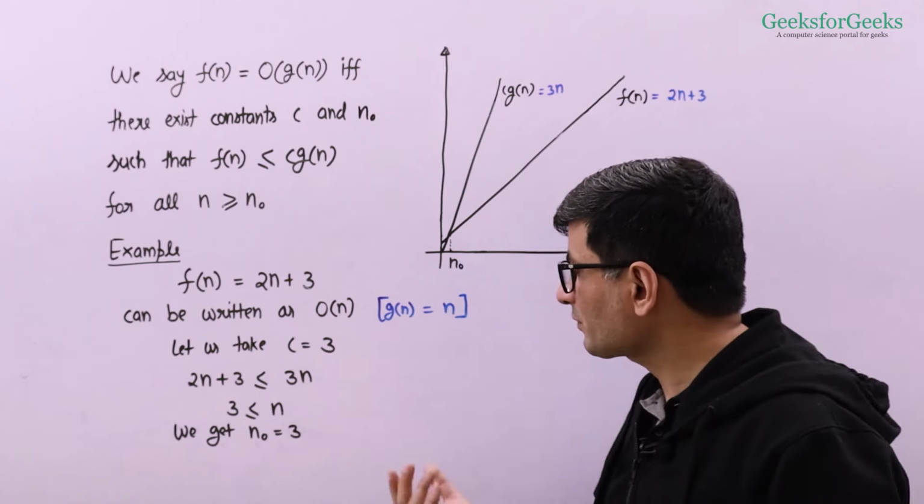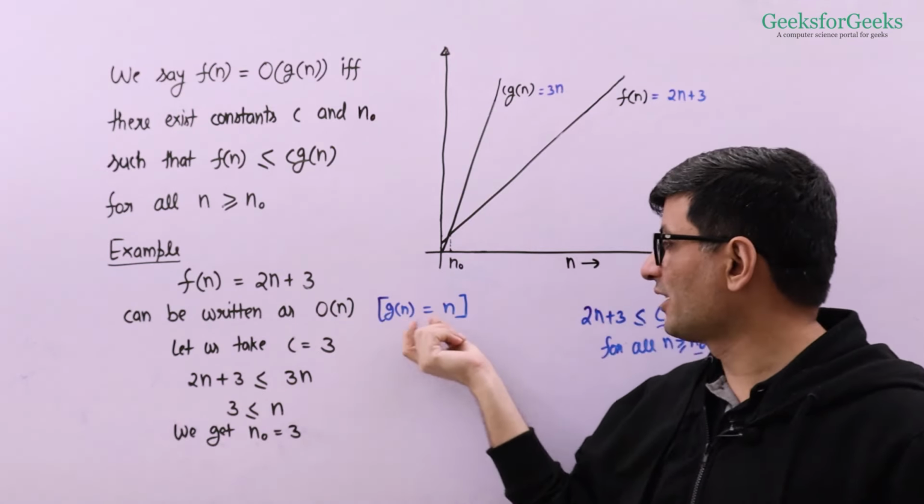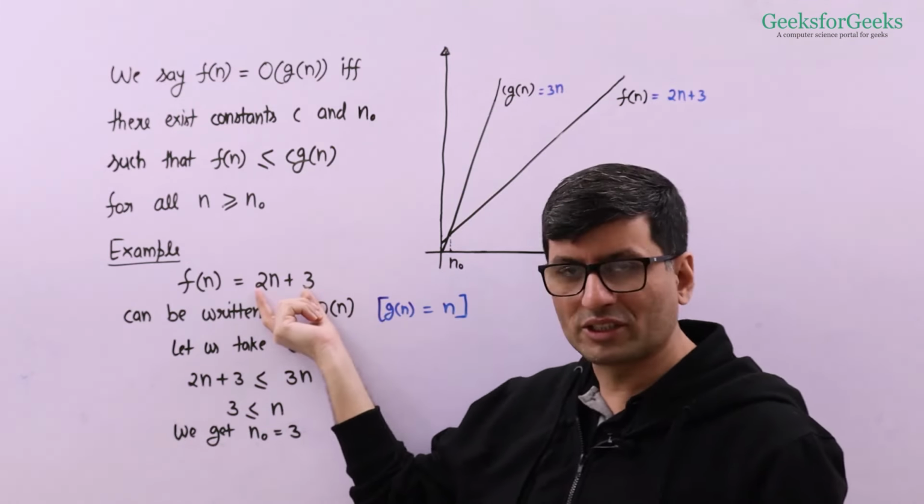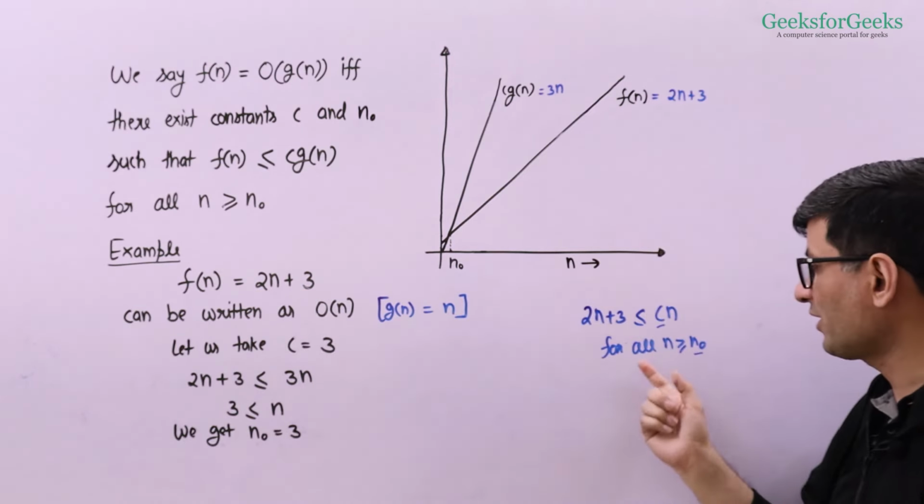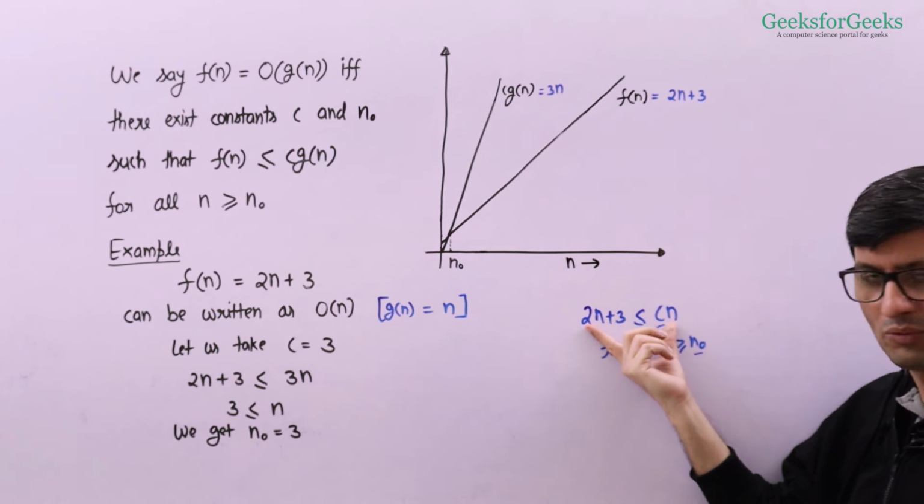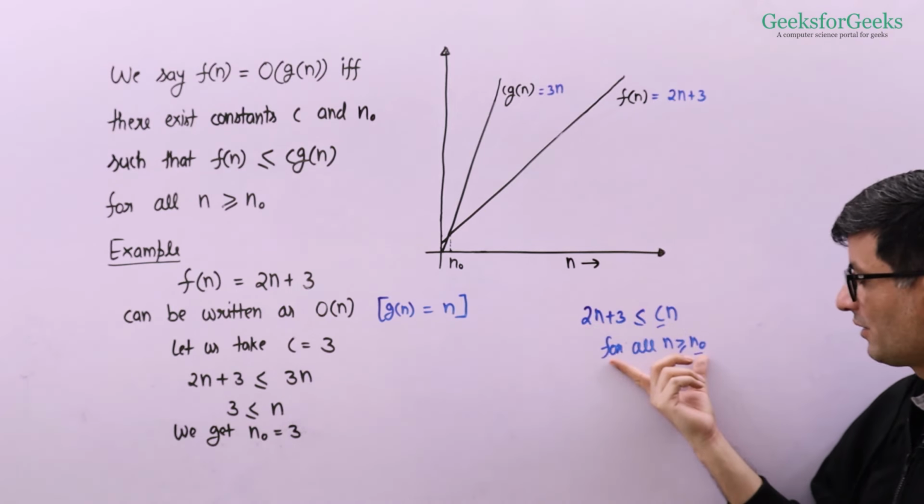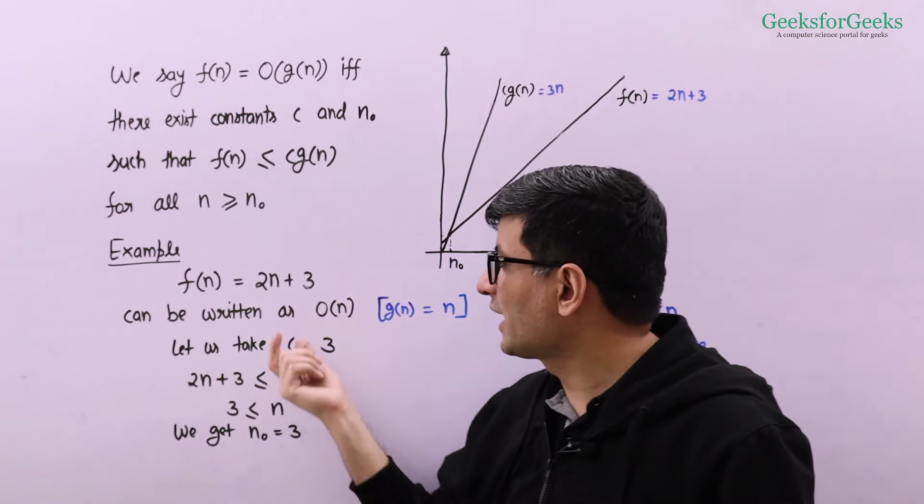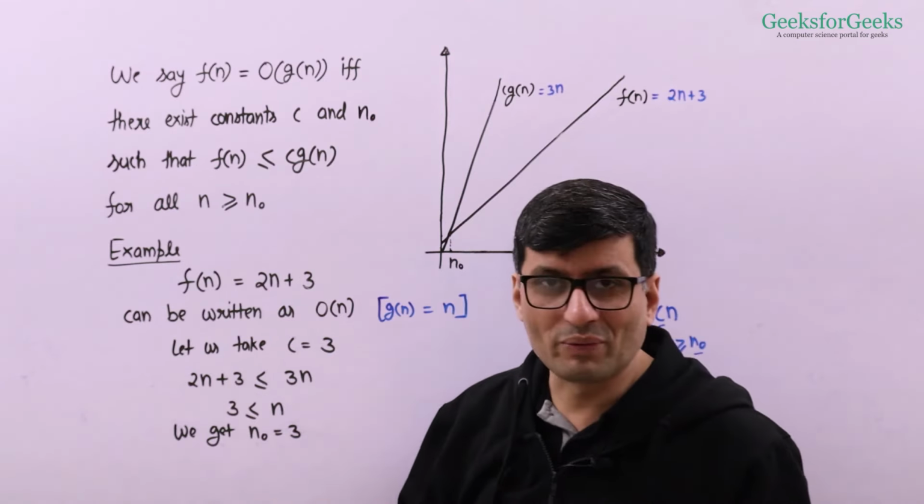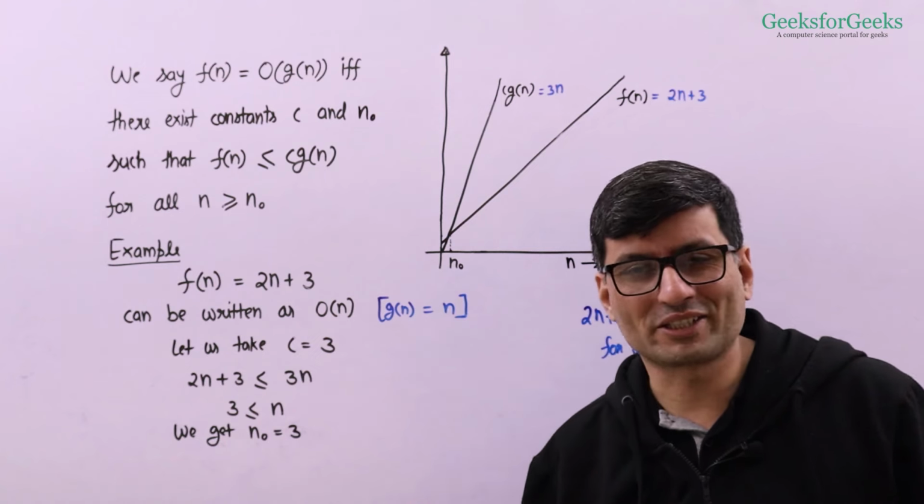How does this work? So we have g(n) as n and we have f(n) as 2n plus 3. Now we need to find out two values, c and n naught, and we need to show that this is always true for values of n greater than or equal to n naught. For that purpose, I have taken c as 3. Now you might be having a question, how did I pick 3?